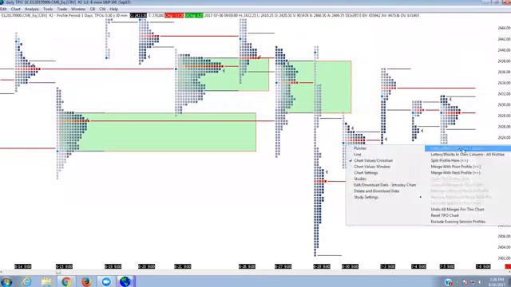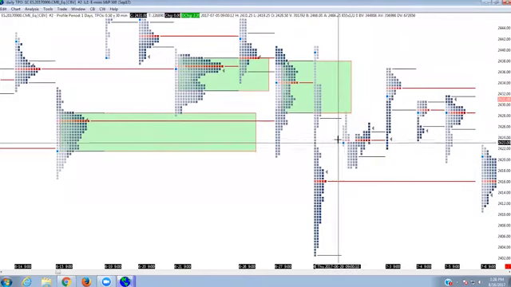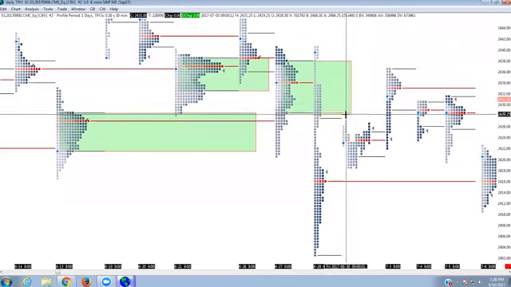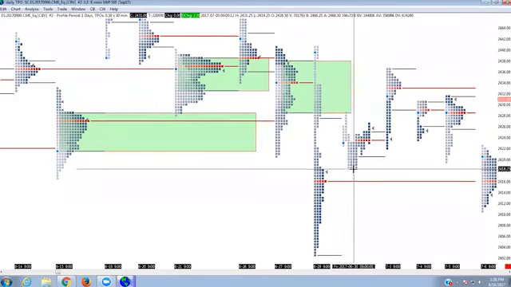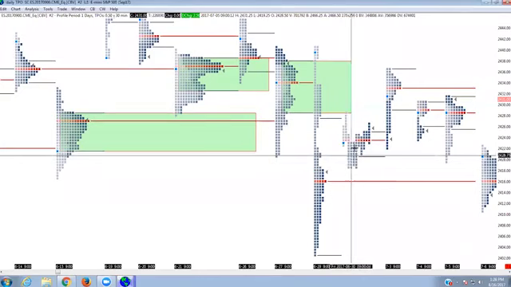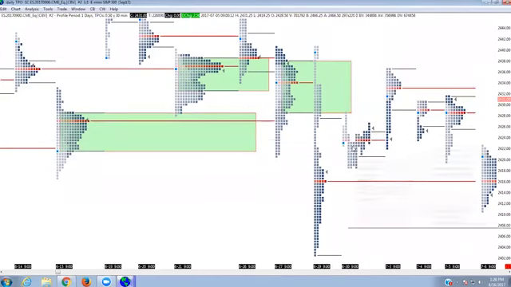This day, opened here. We've got prior value and that composite structure. Great trade location there for a potential short. Comes down, leaves a weird little poor low, and then drifts back up. Kind of a boring day.